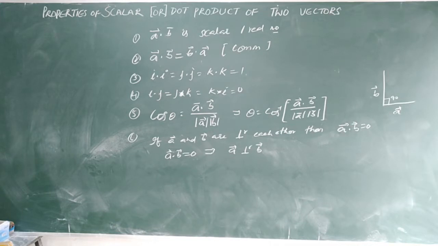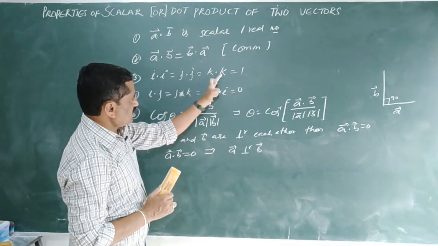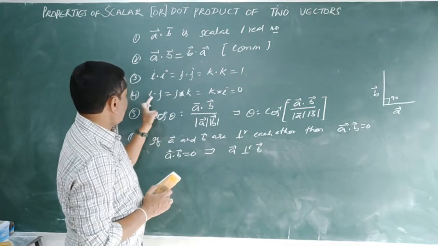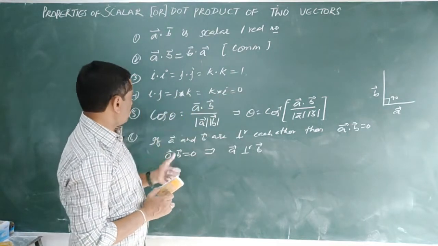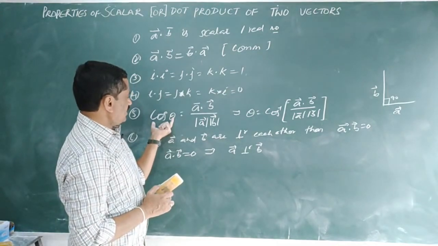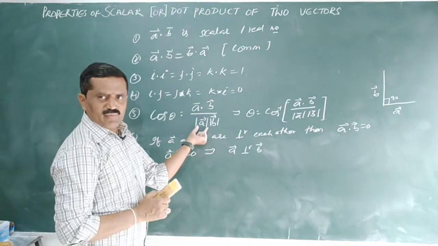Next, the third one: I dot I is equal to J dot J is equal to K dot K is equal to 1. I dot J is equal to J dot K is equal to K dot I is equal to 0. Cosine of the angle is equal to A bar dot B bar divided by magnitude of A bar into magnitude of B bar.